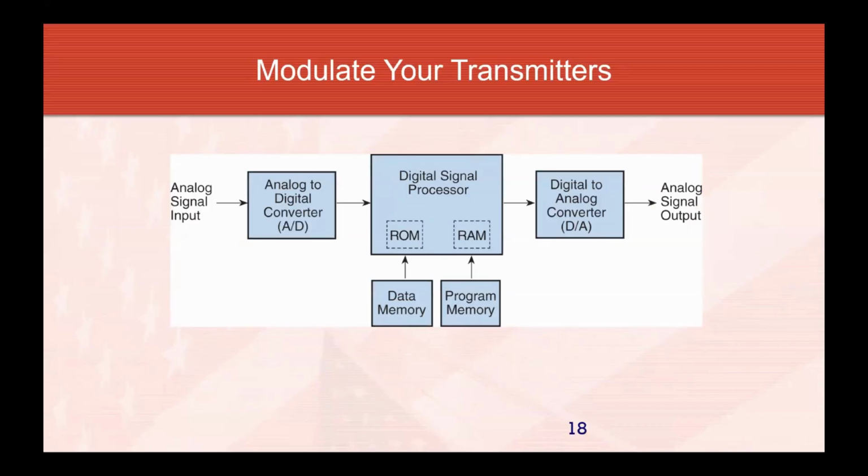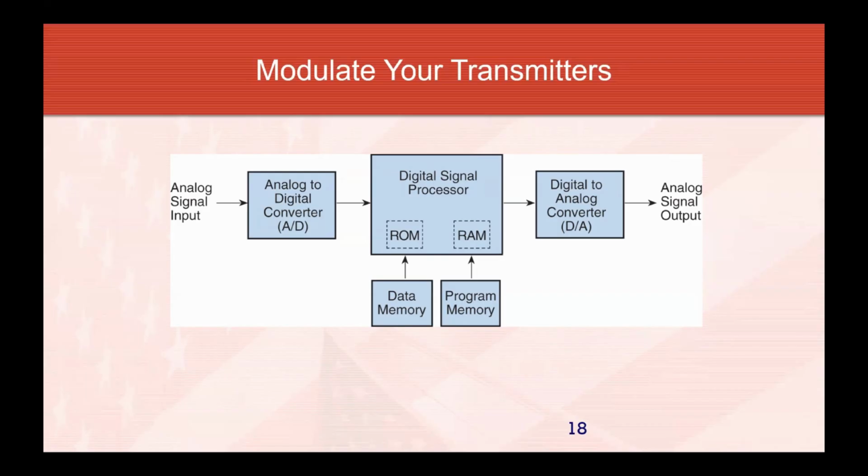Analog signal coming in, this could be voice, for example, goes through an A to D converter, comes out digital, goes through the DSP, digital signal processor, which has read-only memory and random access memory in order to store the data, and a program to process it. It gets processed, comes out, and goes to a D to A converter once it's been conditioned, and then out it goes. I'm sorry, we're taking it the other way here.